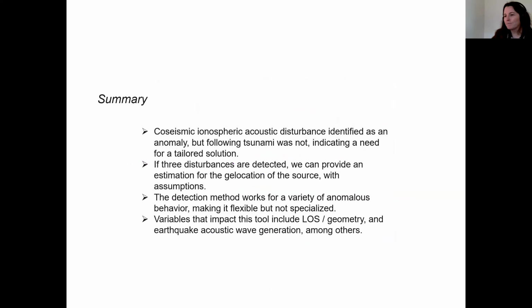But overall, right, we have coseismic ionospheric acoustic disturbances identified as an anomaly, but not the following tsunami. And so we would likely want to develop a tailored solution for tsunami detection and tracking. If 3 disturbances are detected, we can estimate a geolocation of the source of these disturbances. Detection is working for a variety of behaviors. So it's very flexible in terms of identifying anomalies, but it's not specialized.